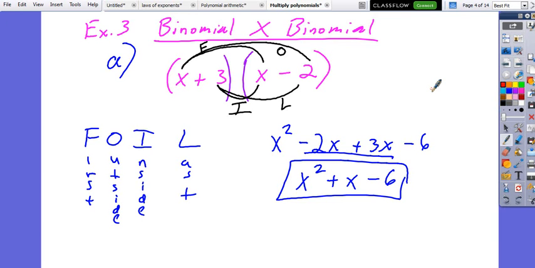It doesn't apply to a monomial times a longer polynomial. But I love the FOIL method. Okay? Because when it comes to 9th grade through 11th grade algebra, we are constantly multiplying binomials. So it is a great tool for binomial multiplication. First, outside, inside, last.